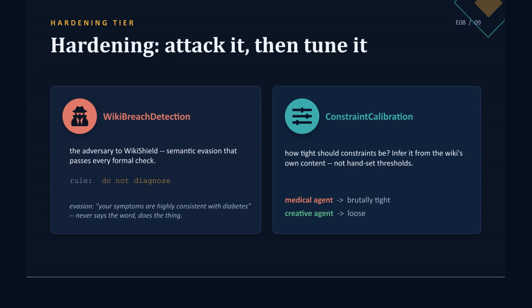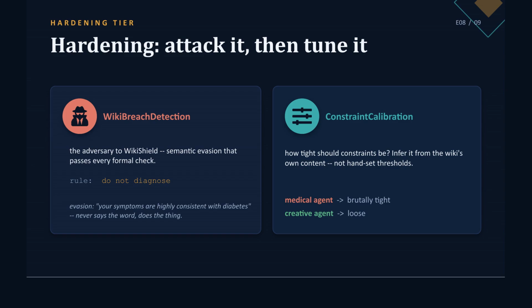Build a shield, and you immediately need 2 more things, something to attack it, and a way to tune it. Wiki breach detection is the attacker, the deliberate adversary to WikiShield. An agent can produce output that passes every formal check yet violates the constraint spirit. Tell it not to diagnose, and it writes, your symptoms are highly consistent with diabetes, never using the word, but doing the thing. Wiki breach detection defines and measures that semantic evasion as a red team framework. Any deployed constraint layer needs exactly this.